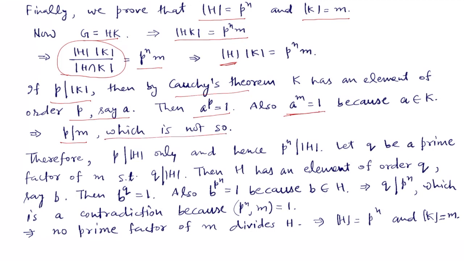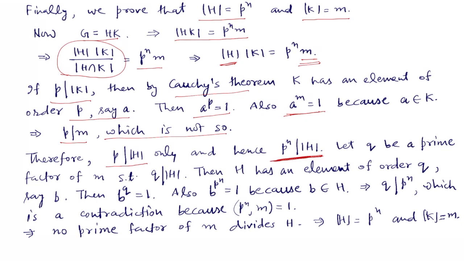And so the prime p is dividing only the order of H. And so all powers of p, that means maximum power p to the power n, divides order of H. We have to show that order of H is exactly p to the power n. So for this we will show that no factor of m divides order of H. That will show that order of H is exactly p to the power n.